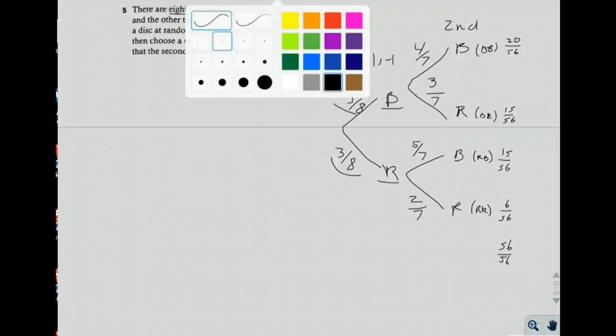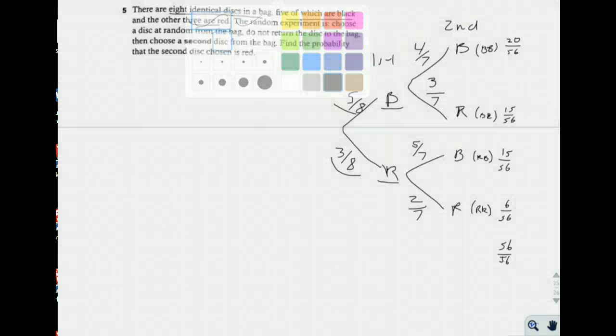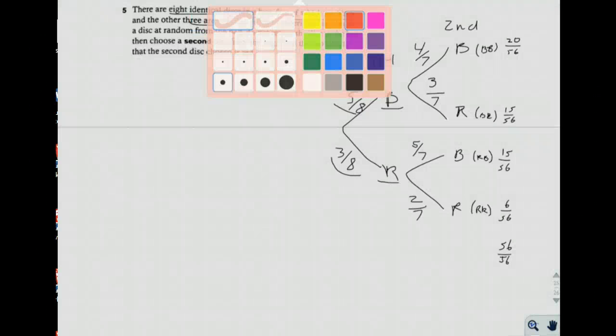Okay, now let's go back to the question. Find the probability that the second disk chosen is red. We would want to look only at the cases where the second disk chosen is red, so it would be that and that. So we're going to add this probability with this probability. So that would be 15 over 56 plus 6 over 56, which is equal to 21 over 56. And that's all they were asking, right?